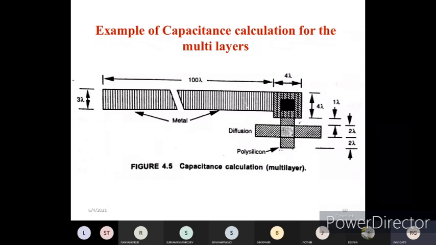Therefore the relative area of the metal we are going to consider is 100 lambda into 3 lambda divided by the standard size. What is the standard size? 2 lambda into 2 lambda. So please do this calculation. What will you be getting? Please tell me. 100 lambda into 3 lambda divided by 2 lambda into 2 lambda. How much will you be getting? That is the relative area. Tell me.